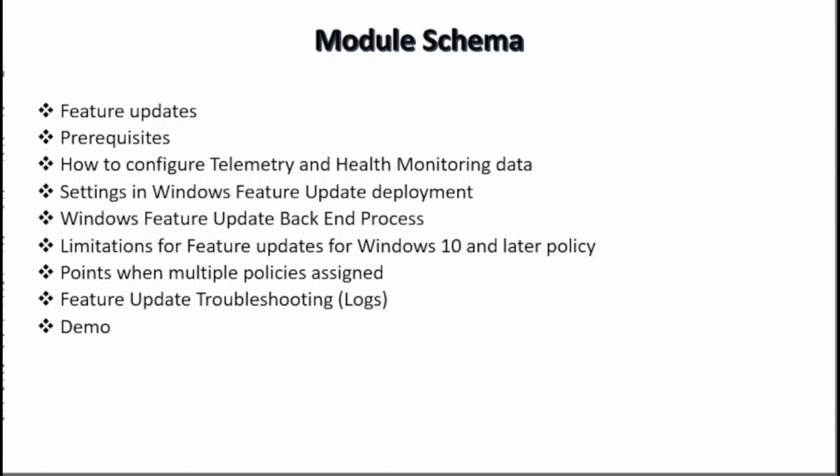In this module I will be covering what a feature update is and its prerequisites, and how to configure telemetry and health monitoring data. Then we will discuss the settings in Windows feature update deployment, the backend process of Windows feature update deployment, and the limitations of feature update for Windows 10 and later policies. Then we will talk about basic feature update troubleshooting, and then I will perform the testing in a lab environment.